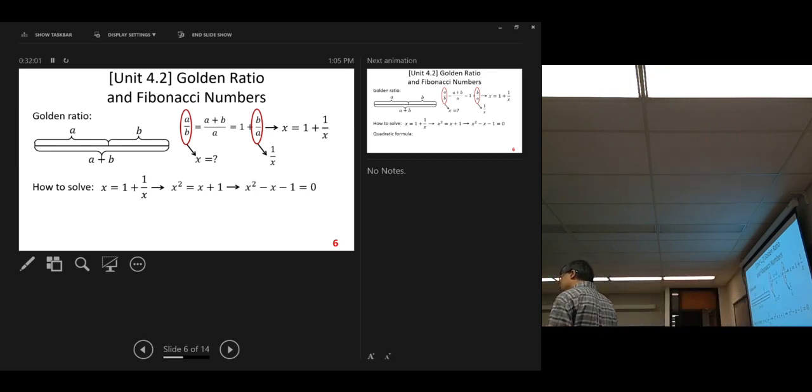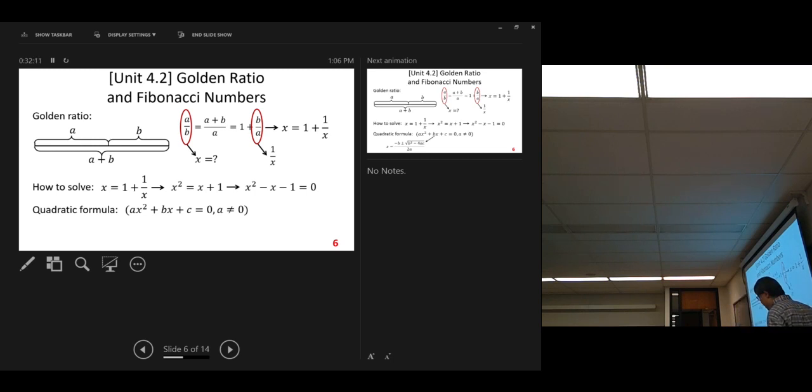I hope you know the quadratic formula. You can still memorize that quadratic formula. That's for the general case, where a is not equal to 0. For the general case, we have this quadratic formula with plus minus, two possible solutions. We plug in A, B, C, and we get two solutions.